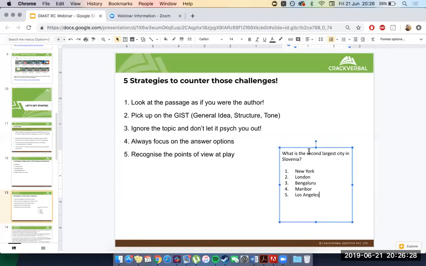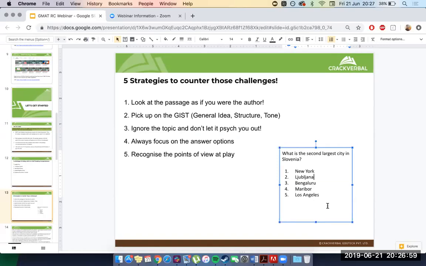Now, the really big challenge is that you will probably get a question that is something like this. So New York, Bengaluru, Los Angeles, go ahead, get rid of them. Yeah, they're certainly not the capital of Slovenia. But then you have Ljubljana and Maribor. And this is difficult because, if you know a bit about your geography as well, you may know that Ljubljana is the capital of Slovenia and the largest city in Slovenia. So now you have two options that are genuinely plausible, and that's what makes the question hard.